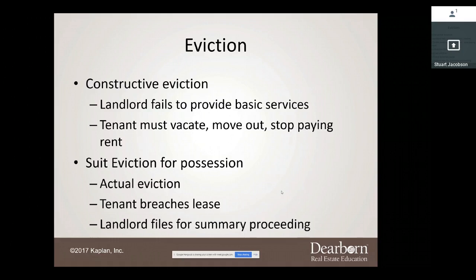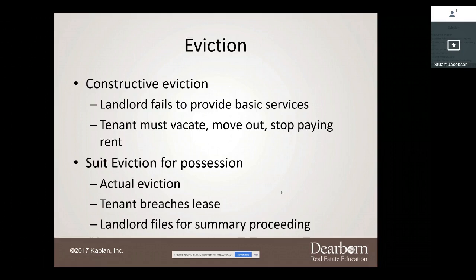There's two types of eviction. There's actual eviction, or there's constructive eviction. Constructive eviction is interesting because the breach isn't on the tenant's part. Actual eviction is what we think of when we think of eviction, which is suit for possession, the second bullet point. That's when the tenant breaches.